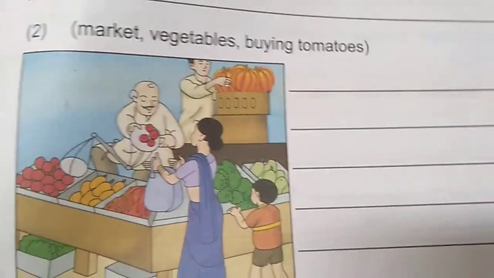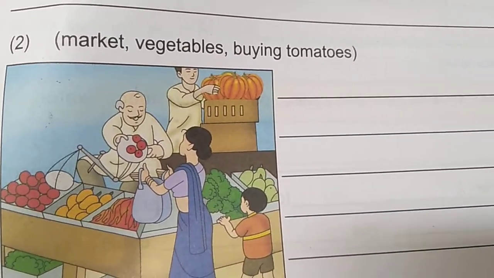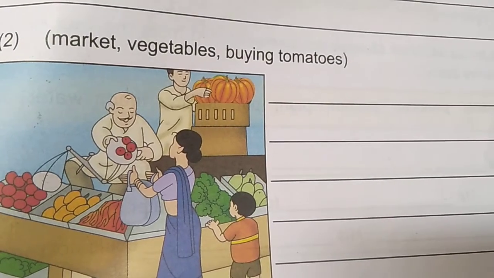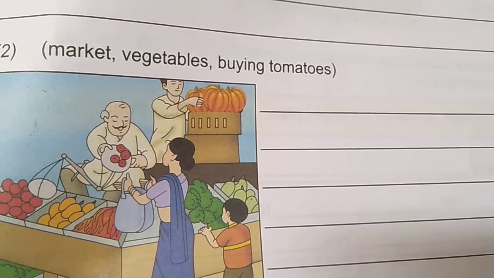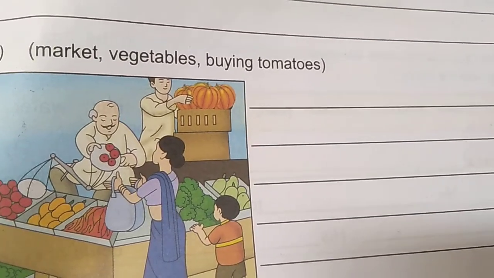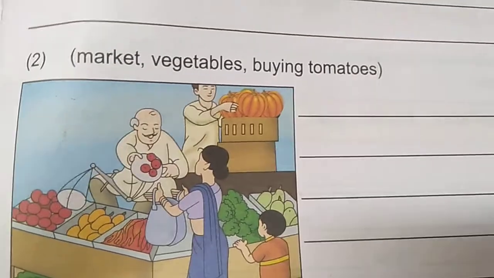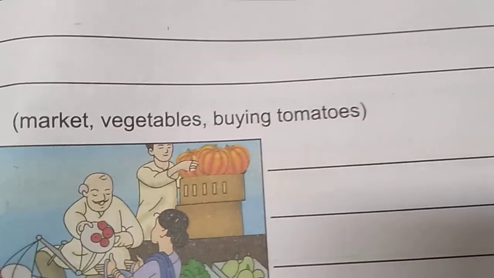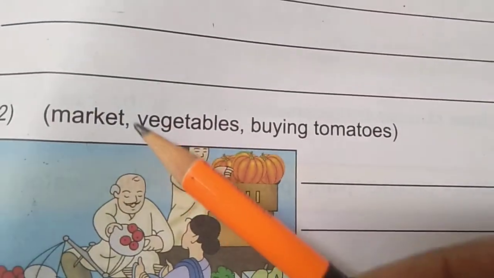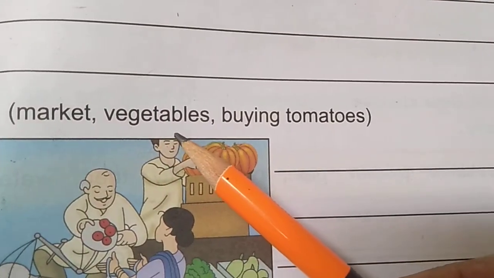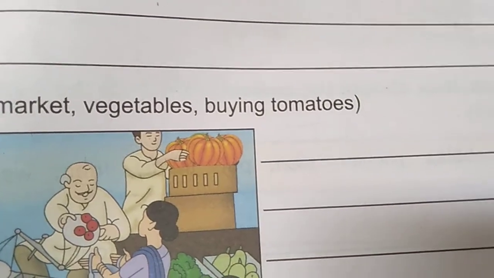Yes, so the man has weighed the vegetables and he is pouring them in one basket. The lady has waved her hand, the basket, to take the vegetables from the man. And here you can see, children, they have given 3 words, that is market. What is this first word? Market. And then this is vegetables, and then this is buying tomatoes.